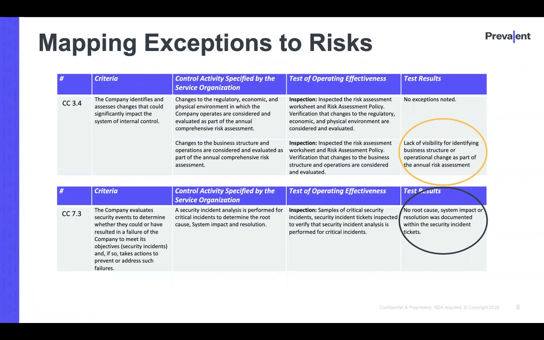So we've got a clear example of an organization stating, here's our working process, this is what we do, and these are the steps that we need to take. But now we've got evidence to show that those steps have not been taken.